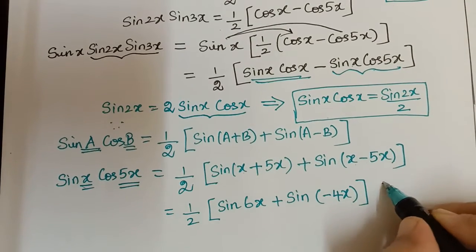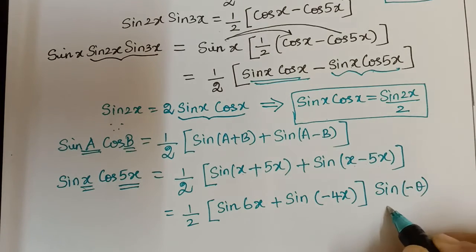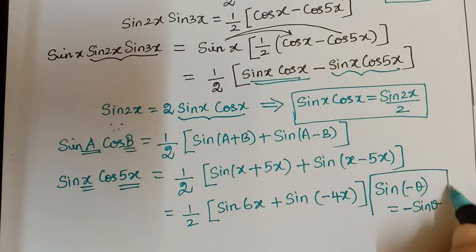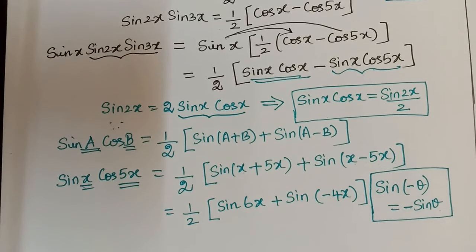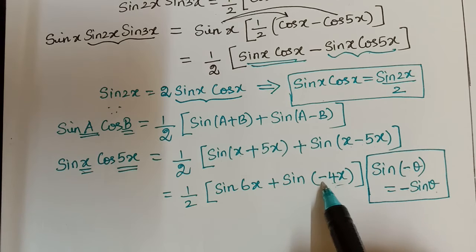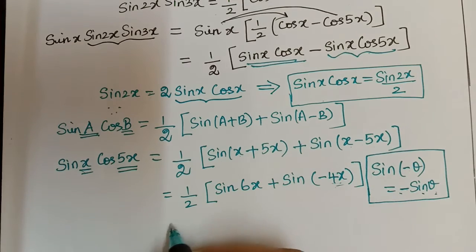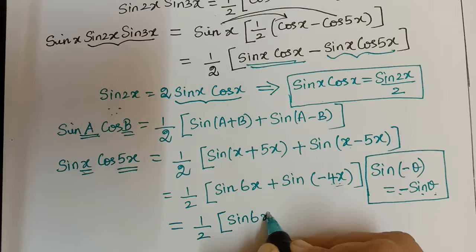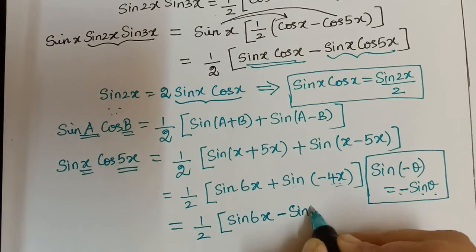Now after this, by using the trigonometric formula which says sine of minus theta is equal to minus sine theta. So sine of a negative angle will be equal to negative of sine theta. By using that, now instead of theta, here we have 4x. So sine of minus 4x will be equal to minus sine 4x. So using that, we obtain this to be equal to sine 6x. So the sine of minus 4x is minus sine 4x.